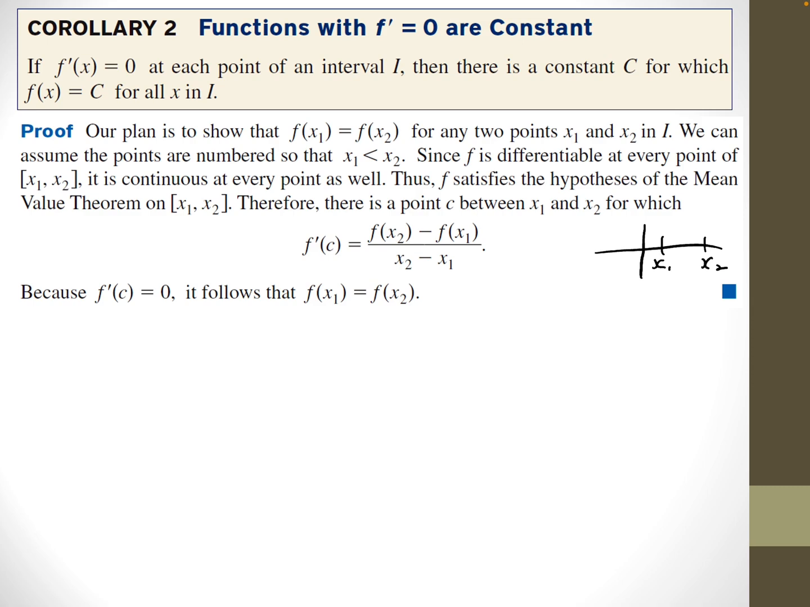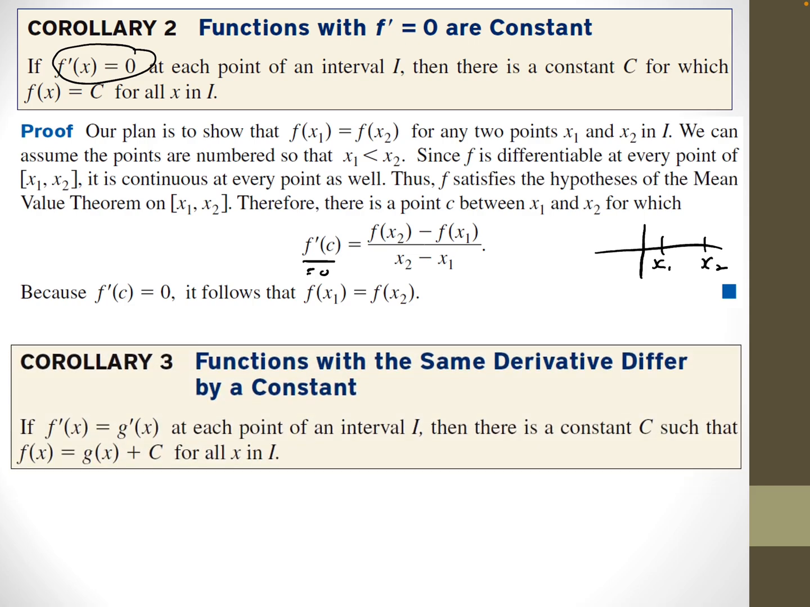But because f prime at c is always equal to 0, as said in the corollary, we know this is equal to 0. That means the right side has to equal 0, and the only way for that to happen is for f at x1 to be equal to f at x2. Pretty obvious proof, I think.